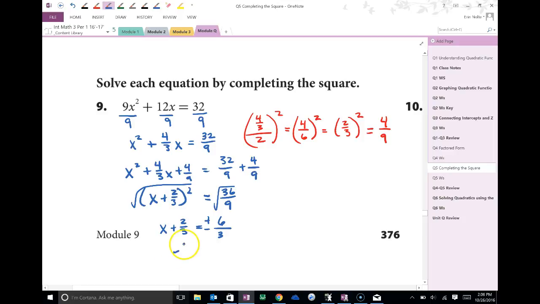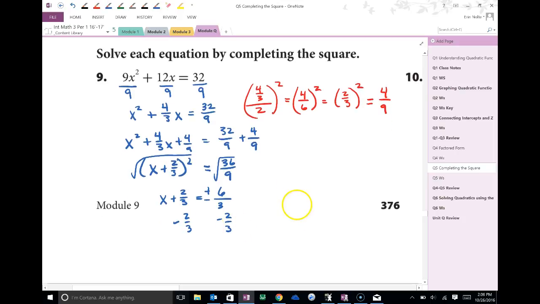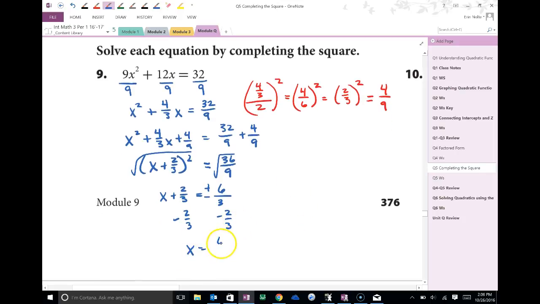All right, so let's subtract this 2/3. Remember I have two scenarios here. I have 6/3 minus 2/3, which is 4/3. And I also have negative 6/3 minus 2/3, which is negative 8/3. So this gives me two different solutions.